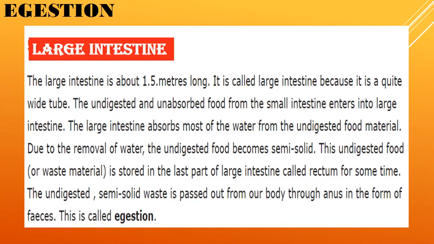The large intestine absorbs most of the water from the undigested food material. Due to the removal of water, the undigested food becomes semi-solid. This undigested food, or you can say waste material, is stored in the last part of the large intestine called the rectum for some time. The undigested semi-solid waste is passed out from our body through the anus in the form of feces. This process is called egestion.